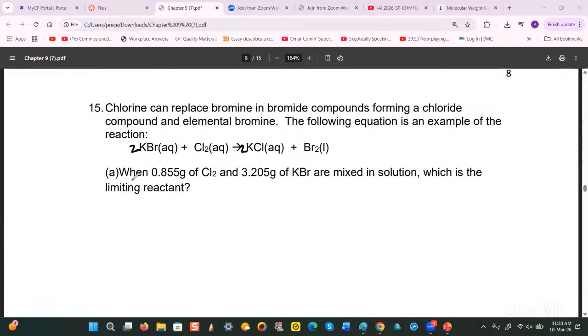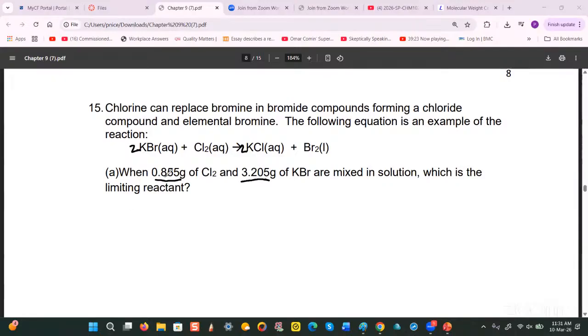Now the question goes on to say in the A part, when 0.855 grams of chlorine and 3.205 grams of KBr are mixed in solution, which is the limiting reactant? So it's asking the same thing, but the difference between this question and the previous questions is that they did not give you the moles, they gave you the masses of the reactants, right? So basically what you have to do is, in each case, add an extra step: convert each of these masses to moles, and then you find the moles of the product. And the product we can focus on can be the potassium chloride or the bromine.